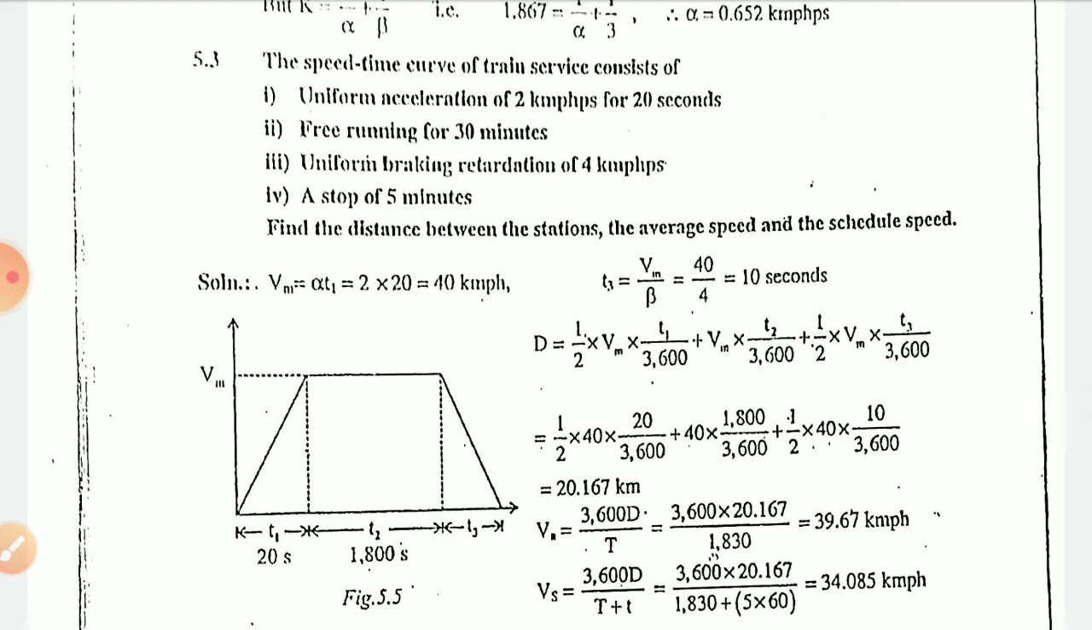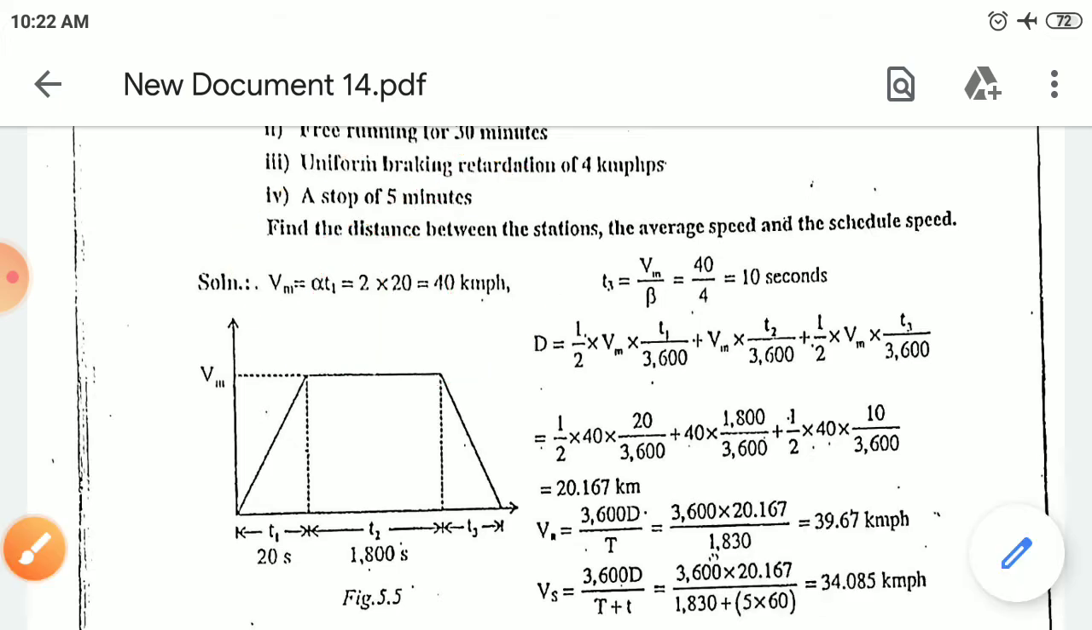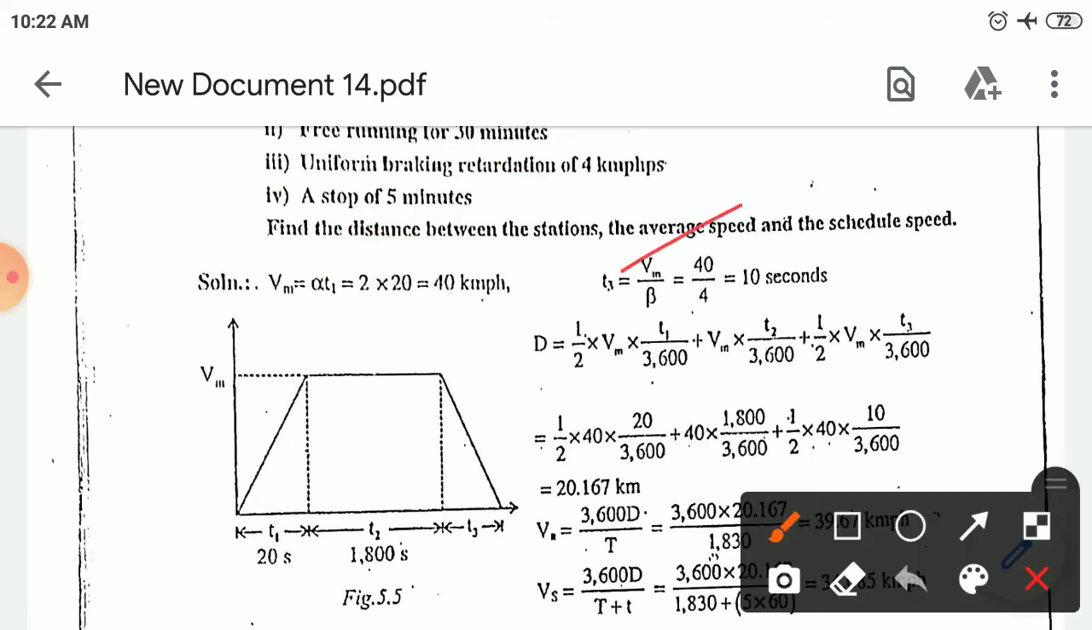So the solution: Vm is equal to alpha into T1. Alpha is 2 and T1 is 20, so you will get 40 kilometers per hour. Then T3 is equal to Vm by beta. Vm is 40 divided by 4, beta is 4, so you get 10 seconds.